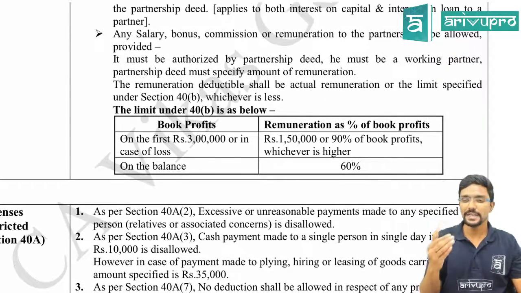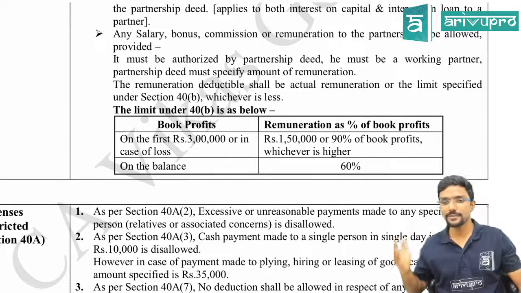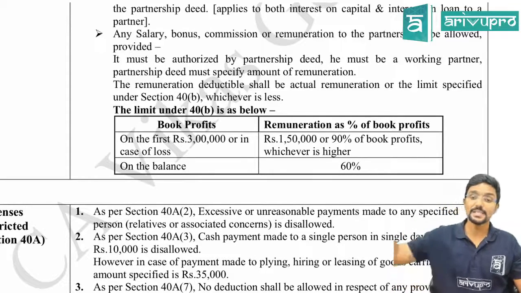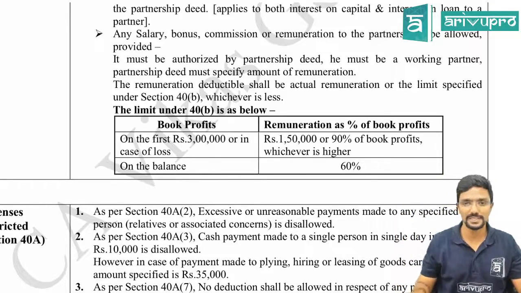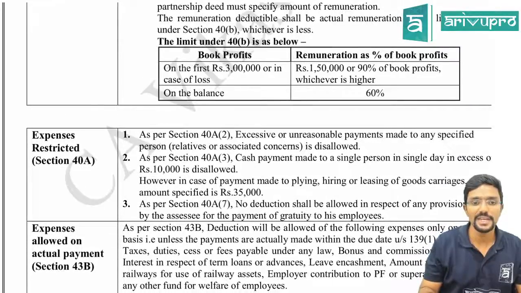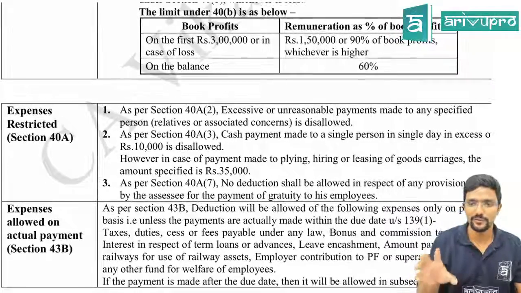Whatever interest and salary is allowed to the partnership firm as expenses will be taxable in the hands of the partner as business income. Clear? Next, 40A. 40A covers 3 important things.